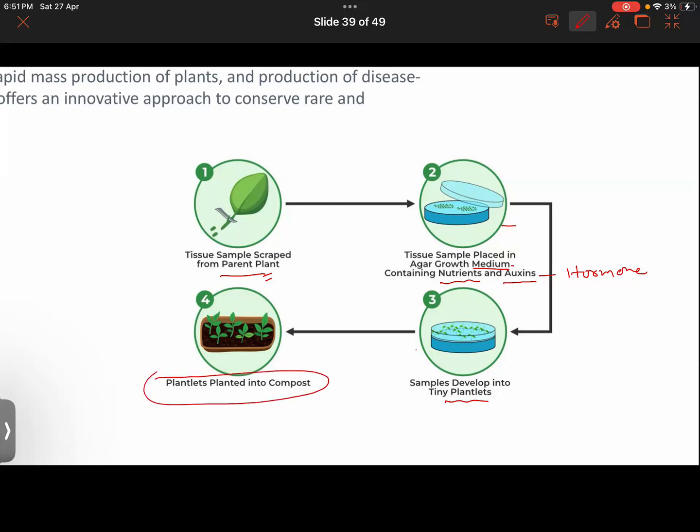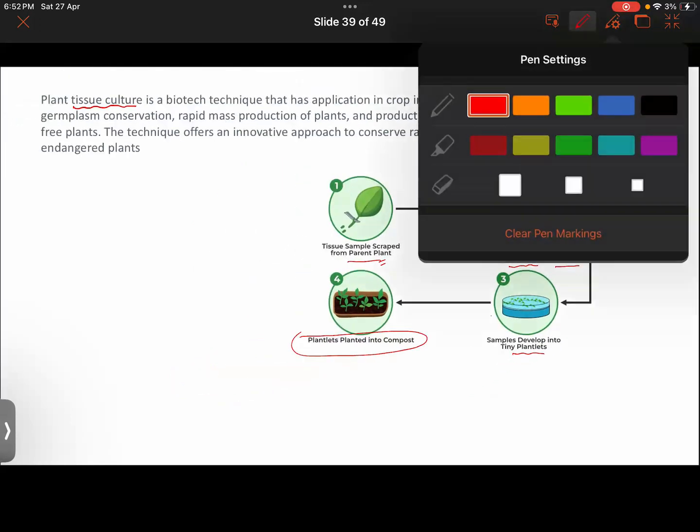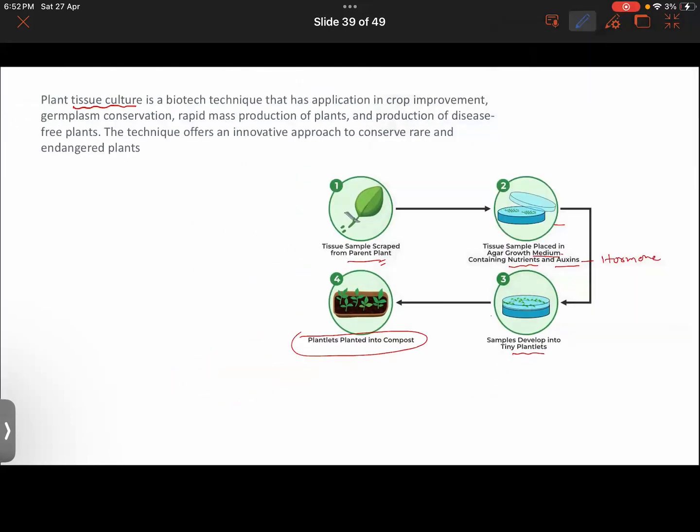Getting it now? So what are the advantages of tissue culture? You can grow hundreds and thousands of plants just by taking a tiny sample of this plant. Getting it, guys? So there are several advantages. In just a short span of time, you are able to grow thousands of plants at the same time. So these are the advantages of tissue culture.